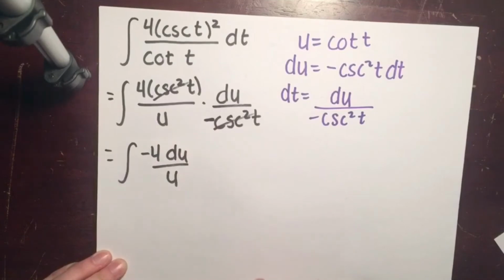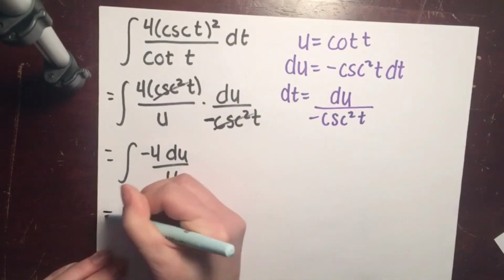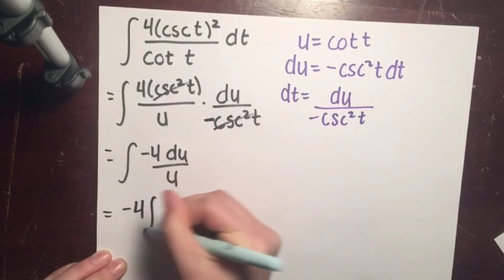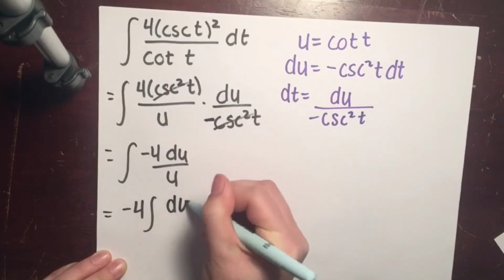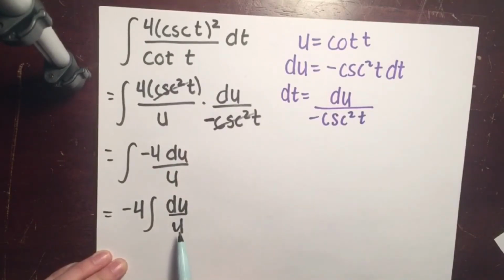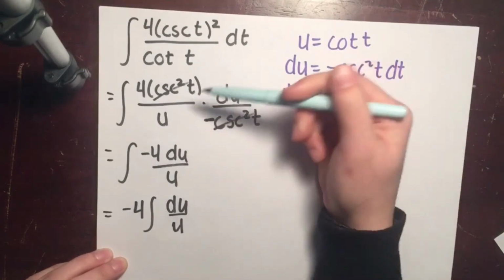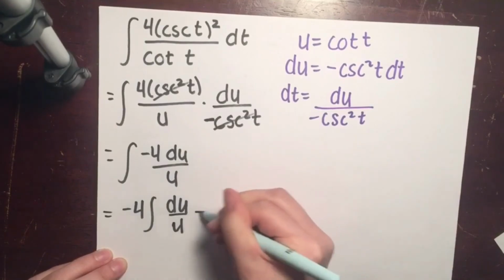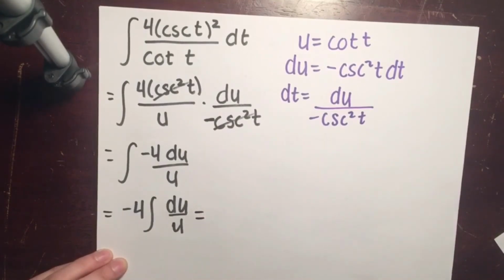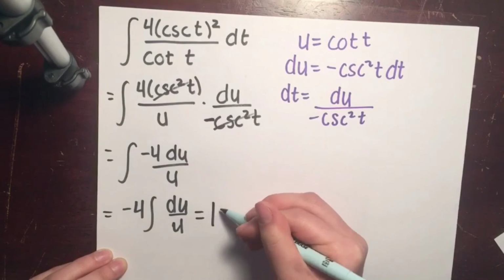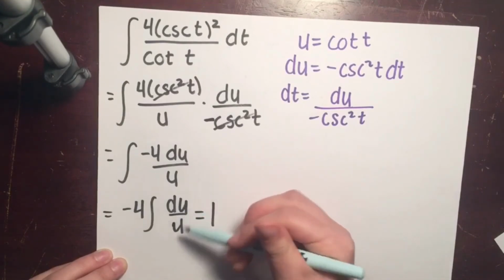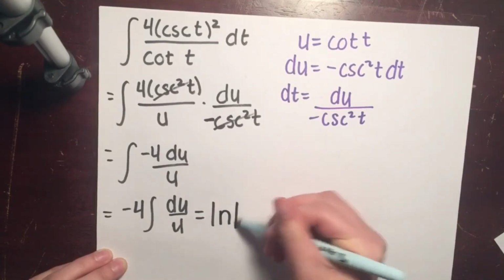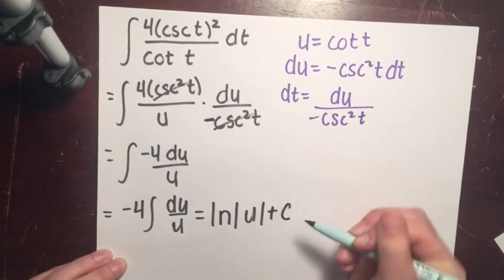Extracting the -4 out will make our lives a lot easier, so I'm going to go ahead and do that. So we get -4 times the integral of du over u. Again, du over u is exactly what we wanted. We wanted to cancel out any t's, because we cannot integrate with the natural log function when we have any variable other than u. From the previous definition, we know the antiderivative of du over u is the natural log of the absolute value of u plus c.